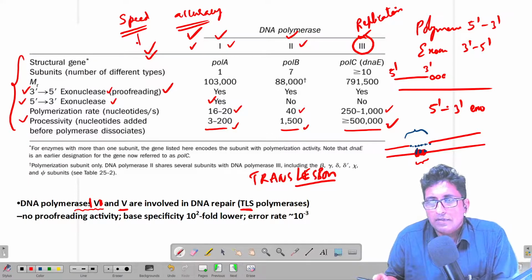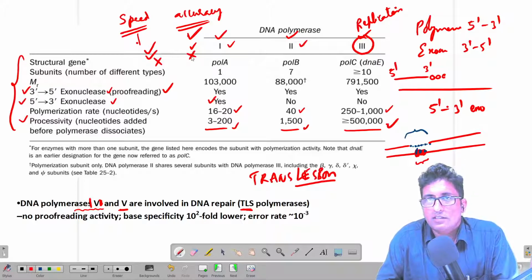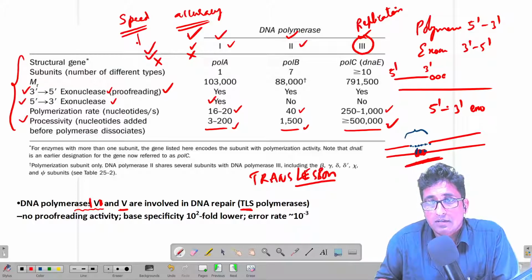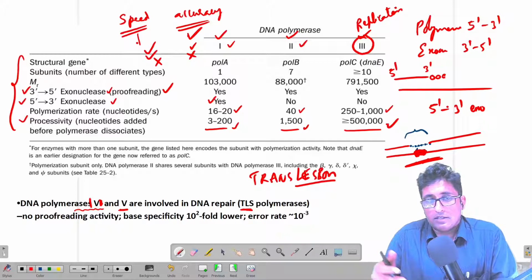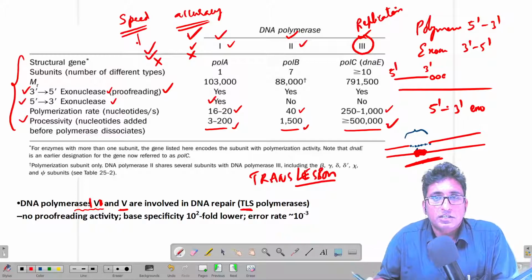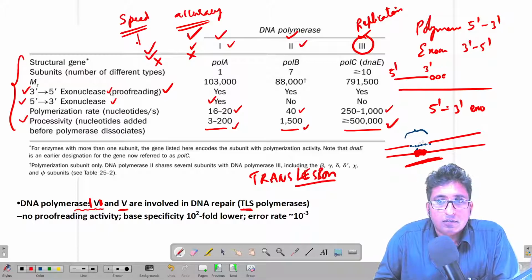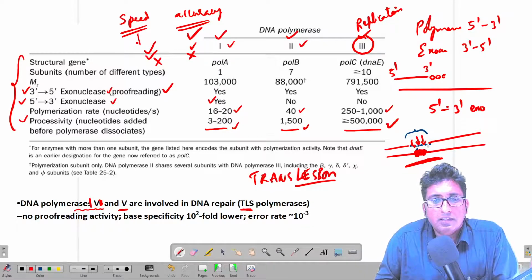What is the use of an enzyme that doesn't have speed or doesn't have accuracy? That's an important question, right? And that is the use that comes here. When there is severe damage and there is no way but to fill up something, that is where these enzymes, the translesion DNA polymerases, are very useful. They just add something, wrong bases or whatever bases, and their speed is less, processivity is very less, and they fall off. And from there on, the DNA polymerases could take up and will keep on synthesizing.